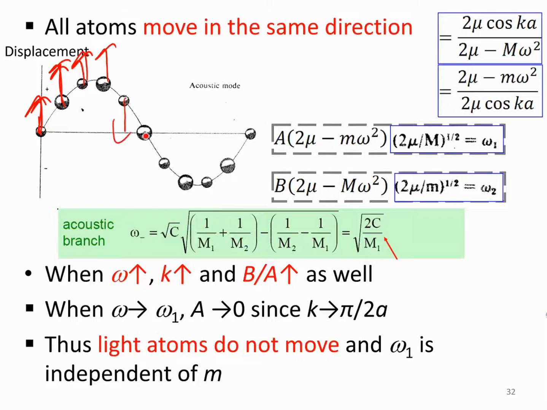The light atom moves down, then the heavy atom moves down. The light atom moves down, the heavy atom also moves down. So they have the same direction, the pair. Okay.